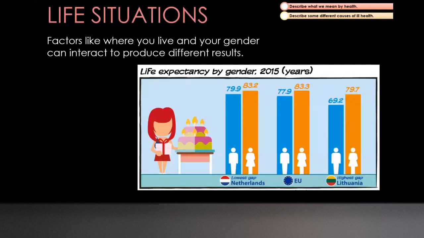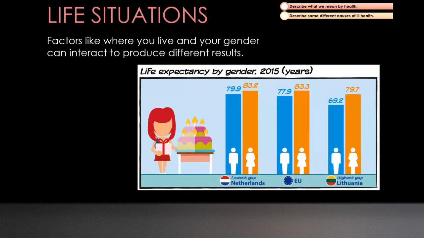In the Netherlands, the life expectancy, if you're a man, is 79.9 years. The life expectancy for a woman is 83.2. Now this gap that we see is generally the same around the world. Men don't have as high a life expectancy as women. Now, in the EU as a whole, so across the whole of the European Union, the life expectancy of a woman is 77.9 and for a man is 83.3.